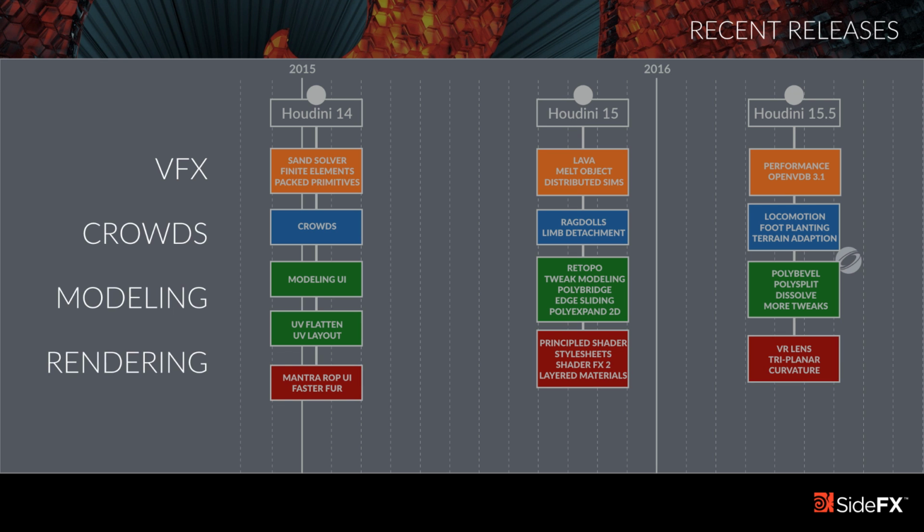Rendering efforts have taken the already production-ready Mantra and made it better. A more artist-friendly UI was created for the Mantra node, and the Principled or Disney shader has been added to make it easier to light and render a shot. Shader building has improved with new shader effects menus, triplanar and curvature VOPs, and layered material nodes. And a VR lens camera has been added for pre-rendered virtual reality shots.